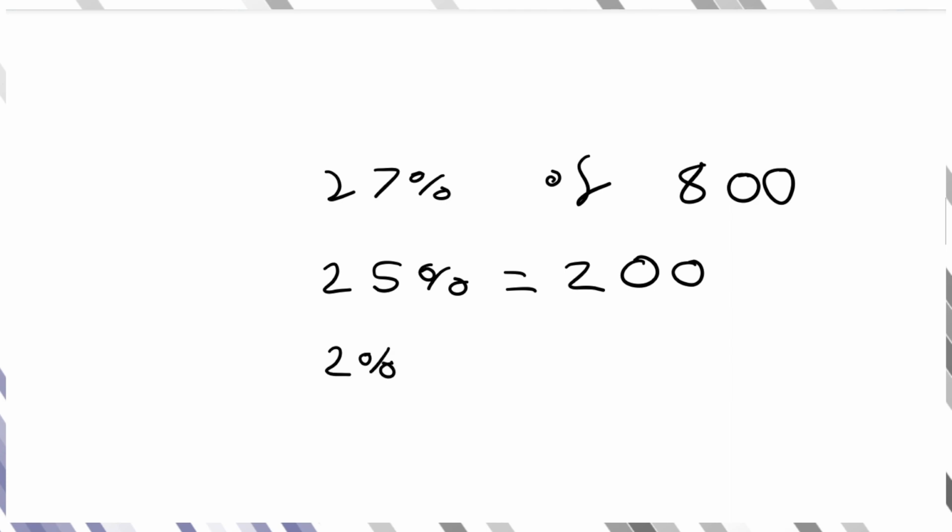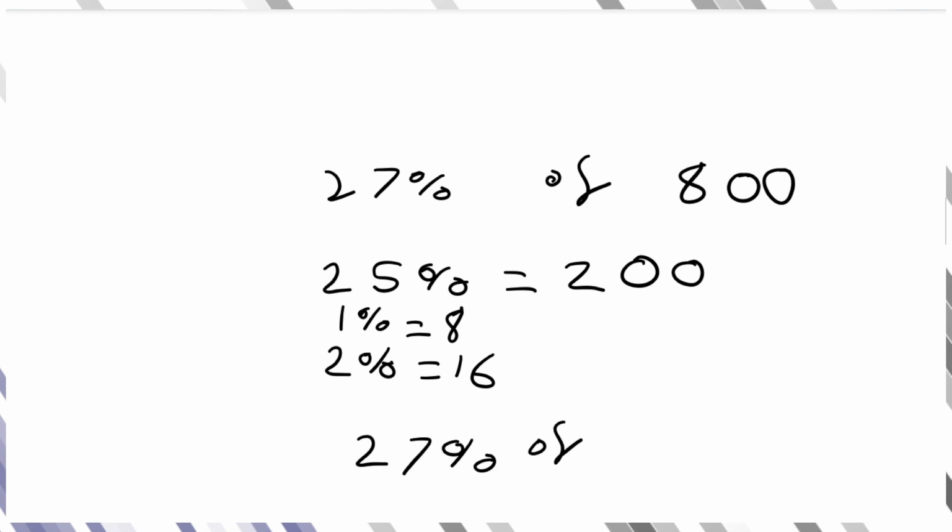I think the easiest way to find 2% would be to find 1%. 1% of a number, you just divide it by 100. So 1% is 800 divided by 100. That's just 8. That means that 2% is 2 8s, which is 16. And now 25% plus 2% will give us 27%. So that's 200, 25%, plus 16, which is 2%, 216. So 27% of 800 is 216.